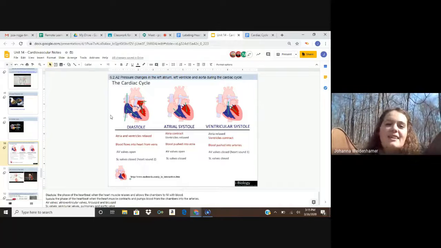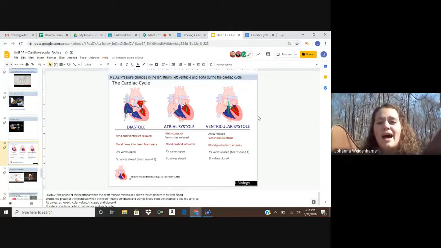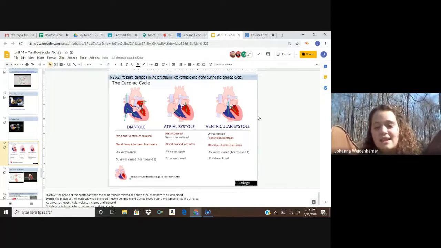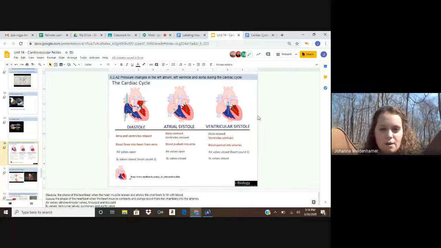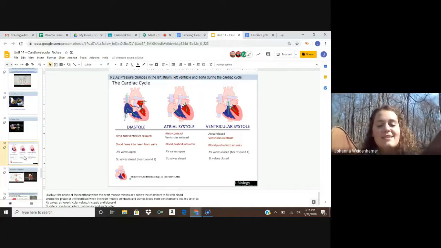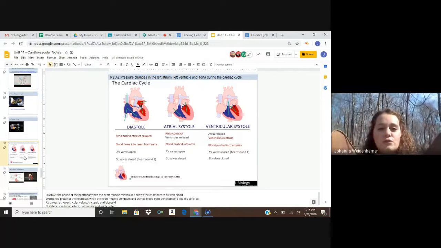So that is the overview of the cardiac cycle, how your heart is going from diastole to systole, and how your valves are making the sounds because they close to prevent the backflow back into a certain chamber. So that is the lecture for today. So make sure you go through and answer all of your notes for that.